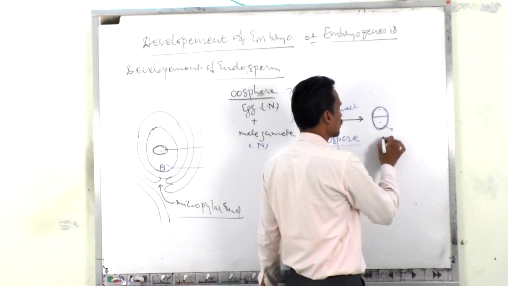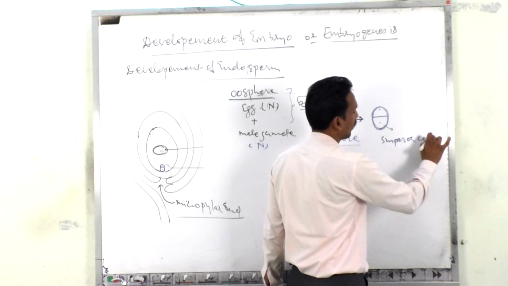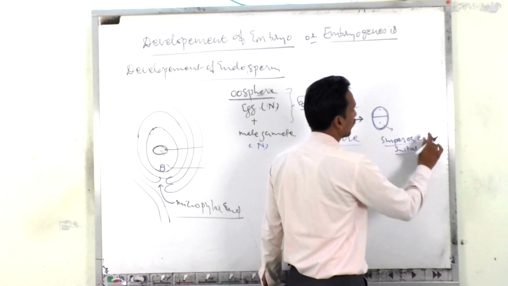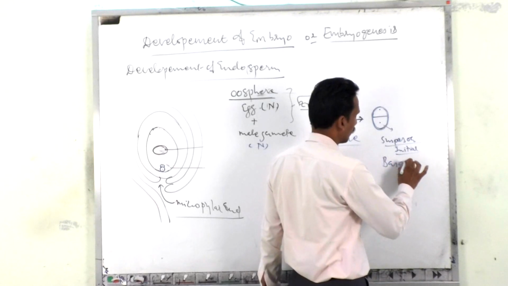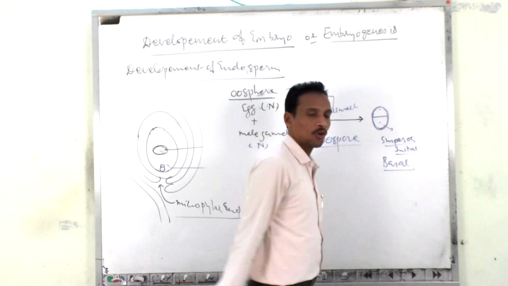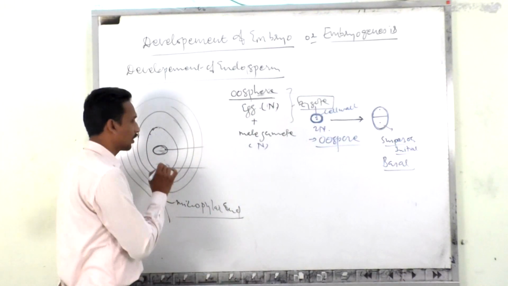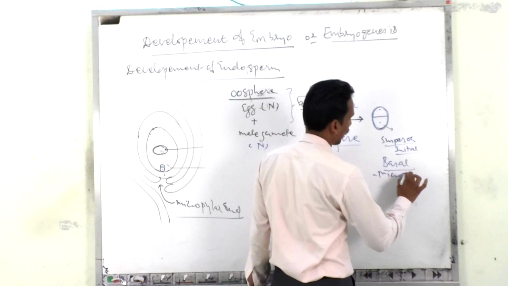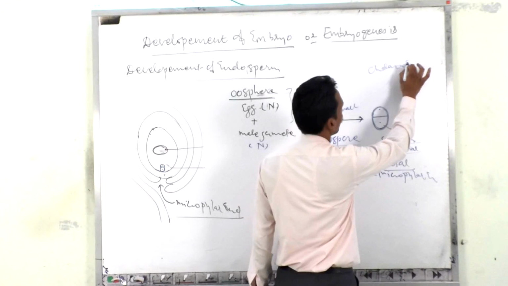So this end is towards the suspensor cell, which is called the suspensor initial, or the basal cell, towards the micropylar end. This end is towards the micropylar end. So this one is nothing but the micropylar end. This is our micropylar end. And this one is nothing but the chalaza end.